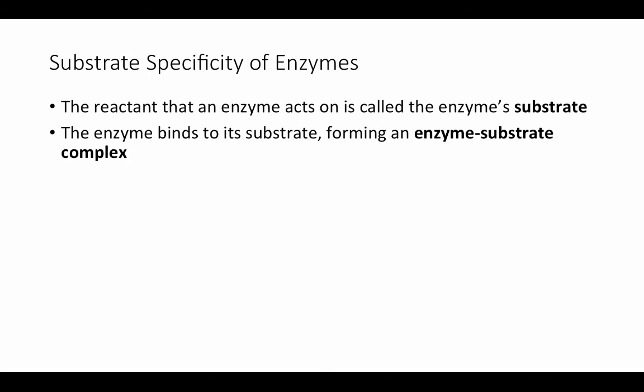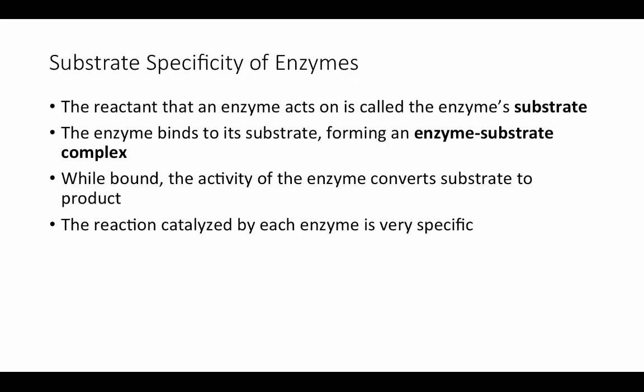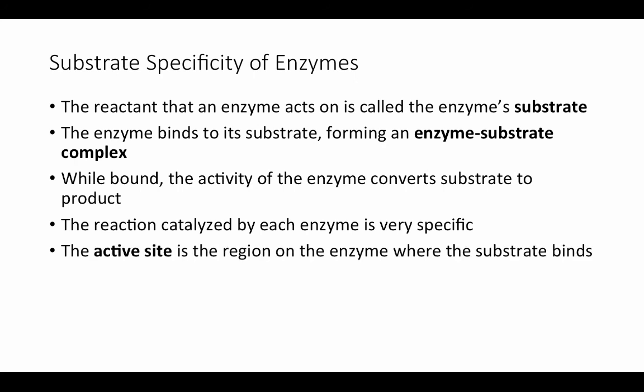So when the enzyme binds to its substrate, in other words, the reactants, it's going to form a structure that we call an enzyme substrate complex. So this is the enzyme bound to its substrate molecule or molecules. While they're bound, the activity of the enzyme is going to convert the substrate into the product. So a substrate goes in, a product comes out of this enzyme substrate complex. Not just the substrate, but the reaction is very specific, and it's going to facilitate a very specific reaction. So the products will always be the same that come out of this enzyme substrate complex. And the place where the substrates bind, we call the active site of the enzyme.